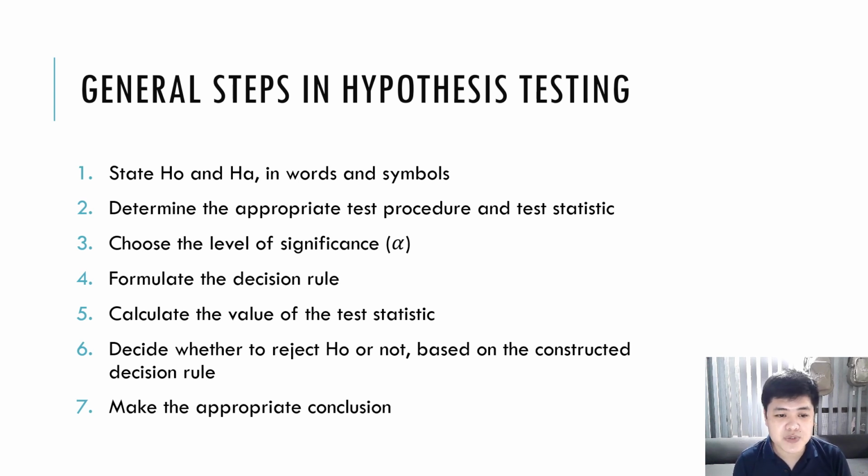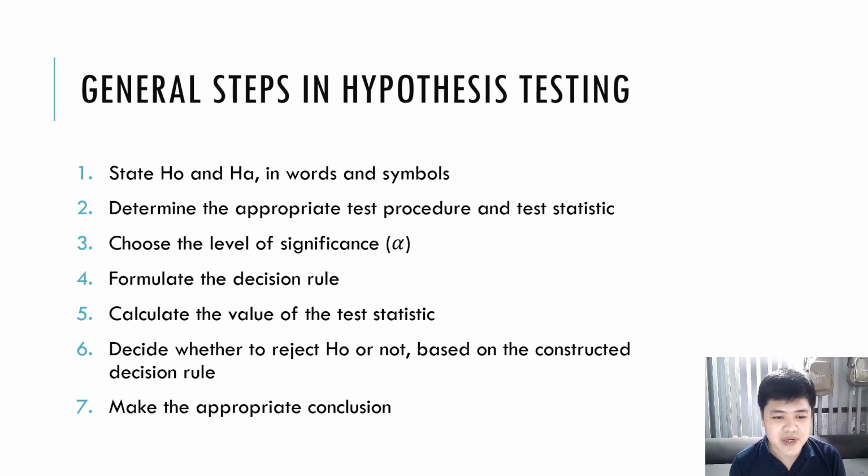Number three, we're going to choose the level of significance, alpha. If it's not stated in the problem, our default will be 0.05 or 5%. Normally, it's 1%, 5%, or 10%. Number four, we're going to formulate the decision rule. This is one statement based on the appropriate test procedure.